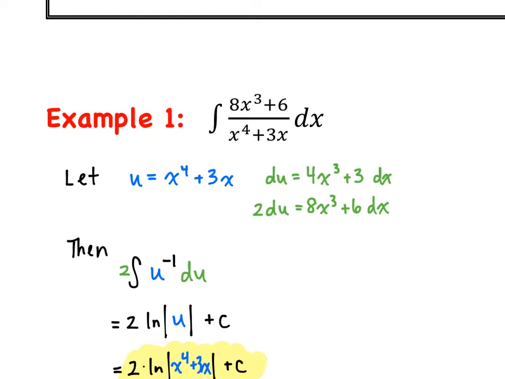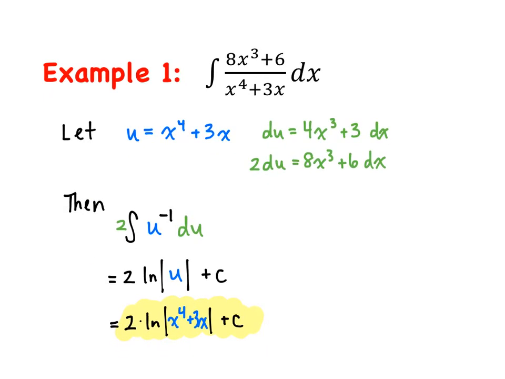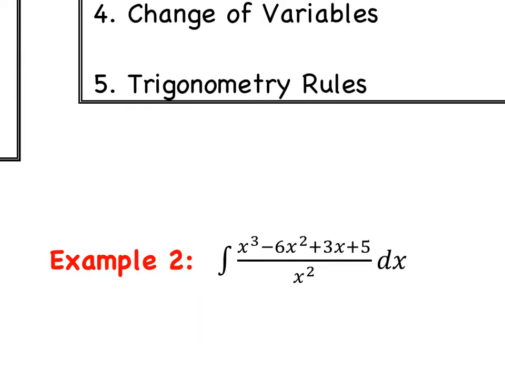And now we can integrate this. u to the negative 1 is ln of the absolute value of u. And now we just have to make our substitution back, so it's in terms of x. Don't forget about that plus c, and we have our answer, 2 times the natural log of the absolute value of x to the 4th plus 3x plus c.